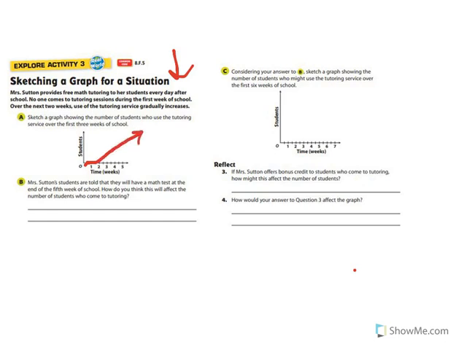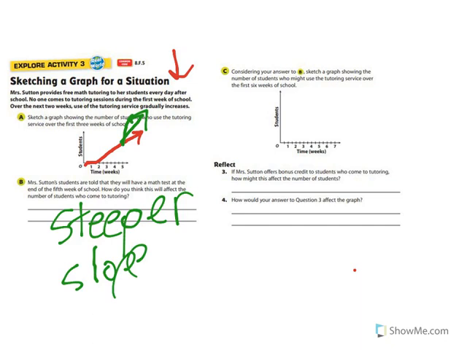All right, Mrs. Sutton's students are told that they will have a math test at the end of the 5th week of school. How do you think this will affect the number of students coming to tutoring? All right, so if there's going to be a test, what's probably going to happen is it's going to increase even more, so the rate would probably take off at a steeper slope. All right, so steeper slope, higher rate. All right, considering your answers to B, sketch a graph that shows the number of students.